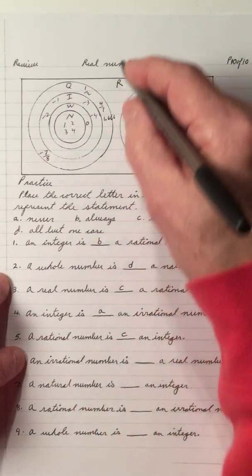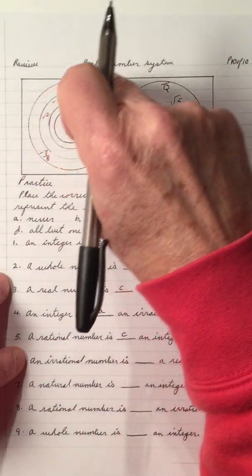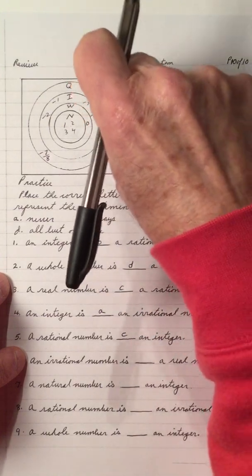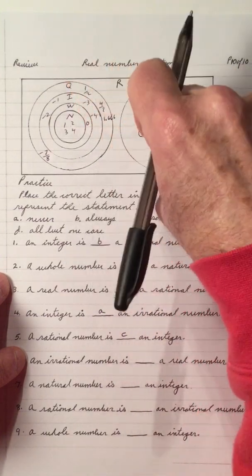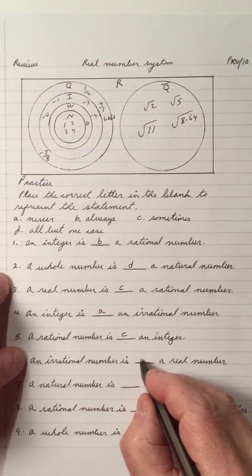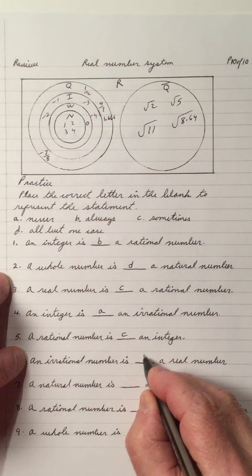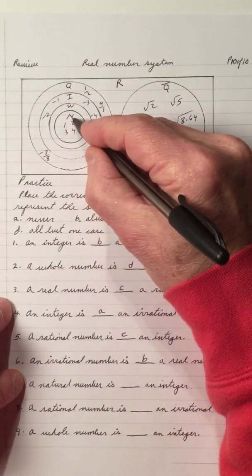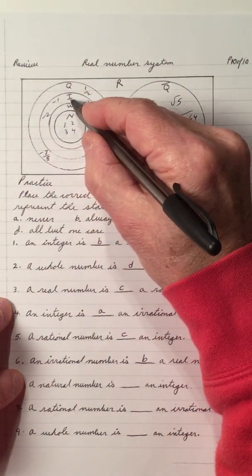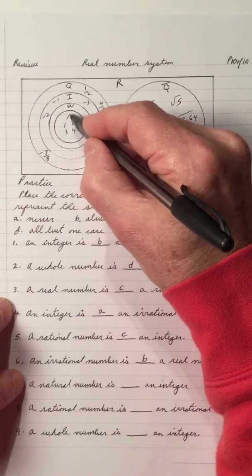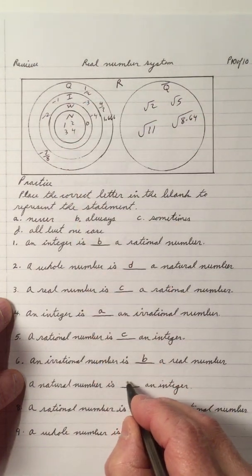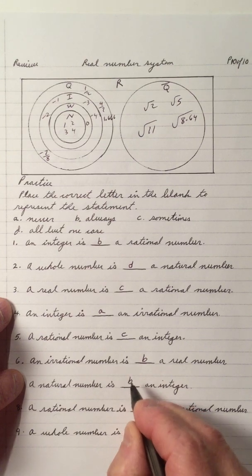An irrational number is a real number. An irrational number, which is here, is a real, always. All of these are reals because they're a subset. They're always. A natural number is an integer. A natural number is inside of the integers. So all of these are in here. So natural numbers are always B.